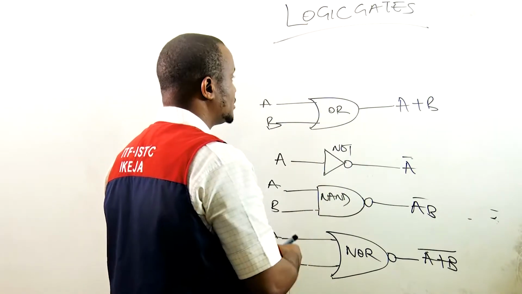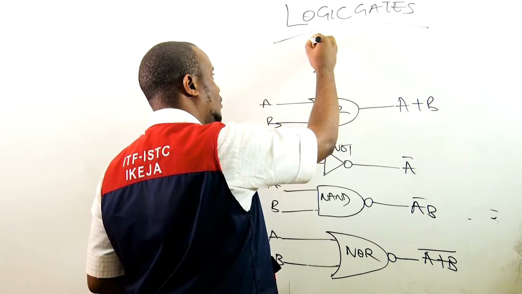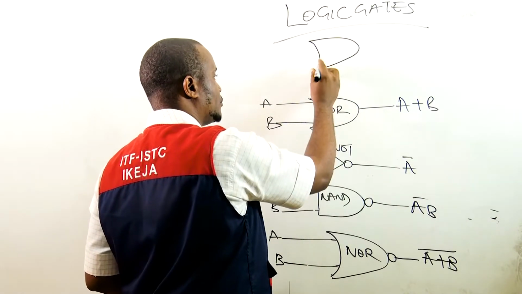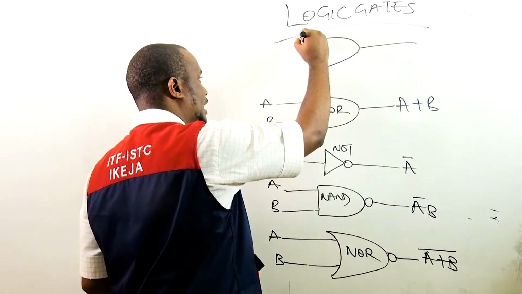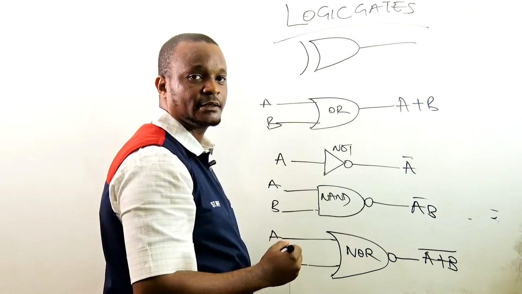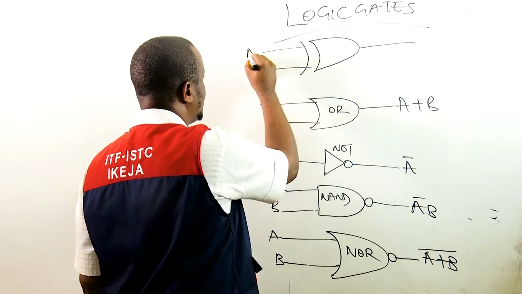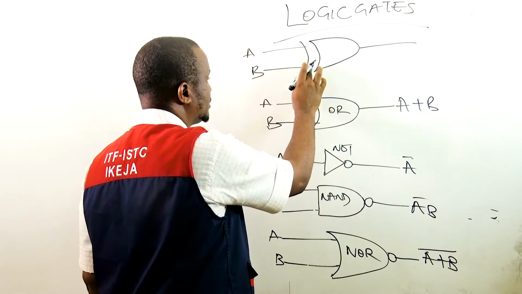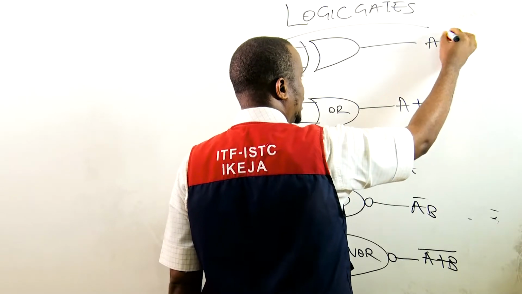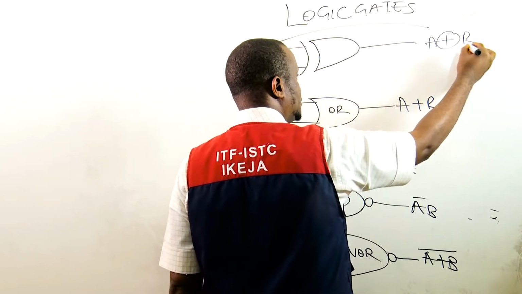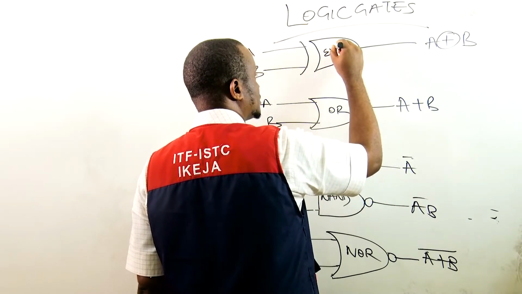So the first one is the XOR, XNOR. So still the same OR. We will draw our OR, but this time around we make another additional arc at the back. So we have the A, B, and then you have an inversion, A and with a circle B. So this is how it is called. So this is the XOR.